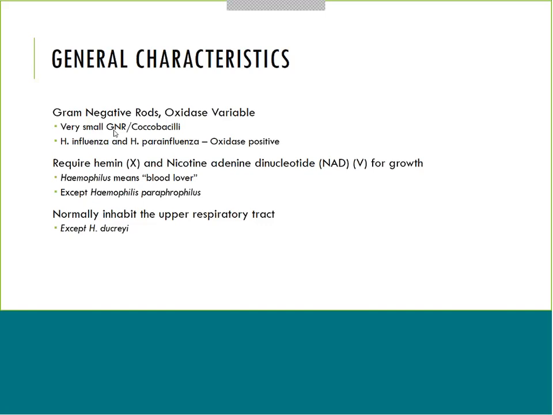So pretty much the Haemophilus will need either one or the other or both, except for Haemophilus aphrophilus, or you can call it paraphilus. That doesn't need either one. So I'll show you that. I think I have that listed in a chart here. And then also these Haemophilus tend to inhabit the upper respiratory tract with the exception of Haemophilus ducreyi. Haemophilus ducreyi is actually an STD, which we're going to see.